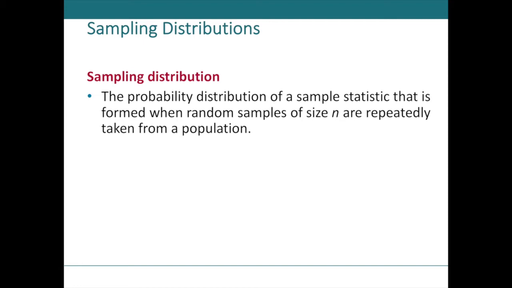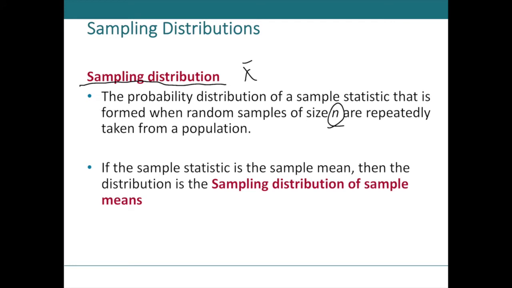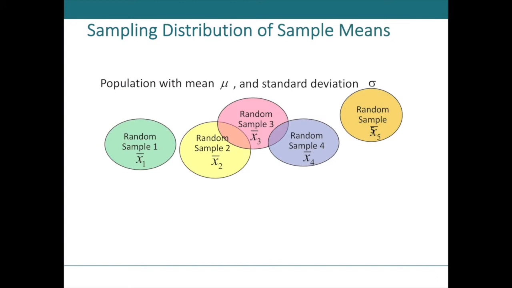Okay, looking at some more examples here to kind of review. The probability distribution of a sample statistic that is formed when random samples of size n are repeatedly taken from a population gives us what they call a sampling distribution, typically of X bars. There are others as well. We'll look at p hat also later. If the sample statistic is the sample mean, then we have the sampling distribution of the sample means, as I just mentioned.